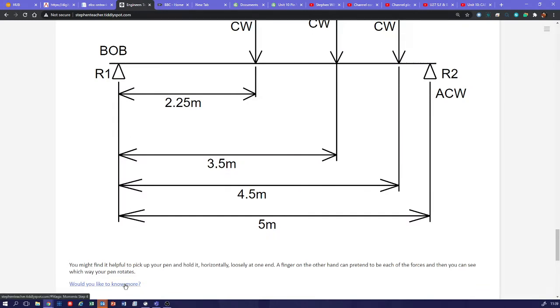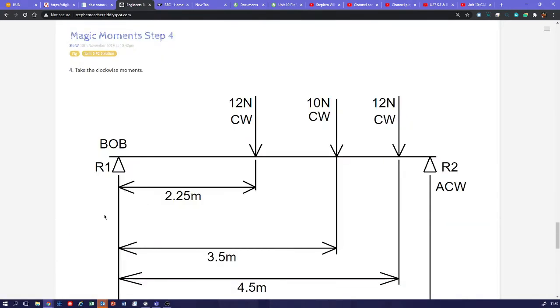So would you like to know more? Oh yes. So we take the clockwise moments. A moment is a force times a perpendicular distance. So the force is 12 and the perpendicular distance to the point we're taking moments about is 2.25. But we've got three clockwise moments, so we need to add those moments together. That's 12 times 2.25 plus 10 times 3.5 plus 12 times 4.5.